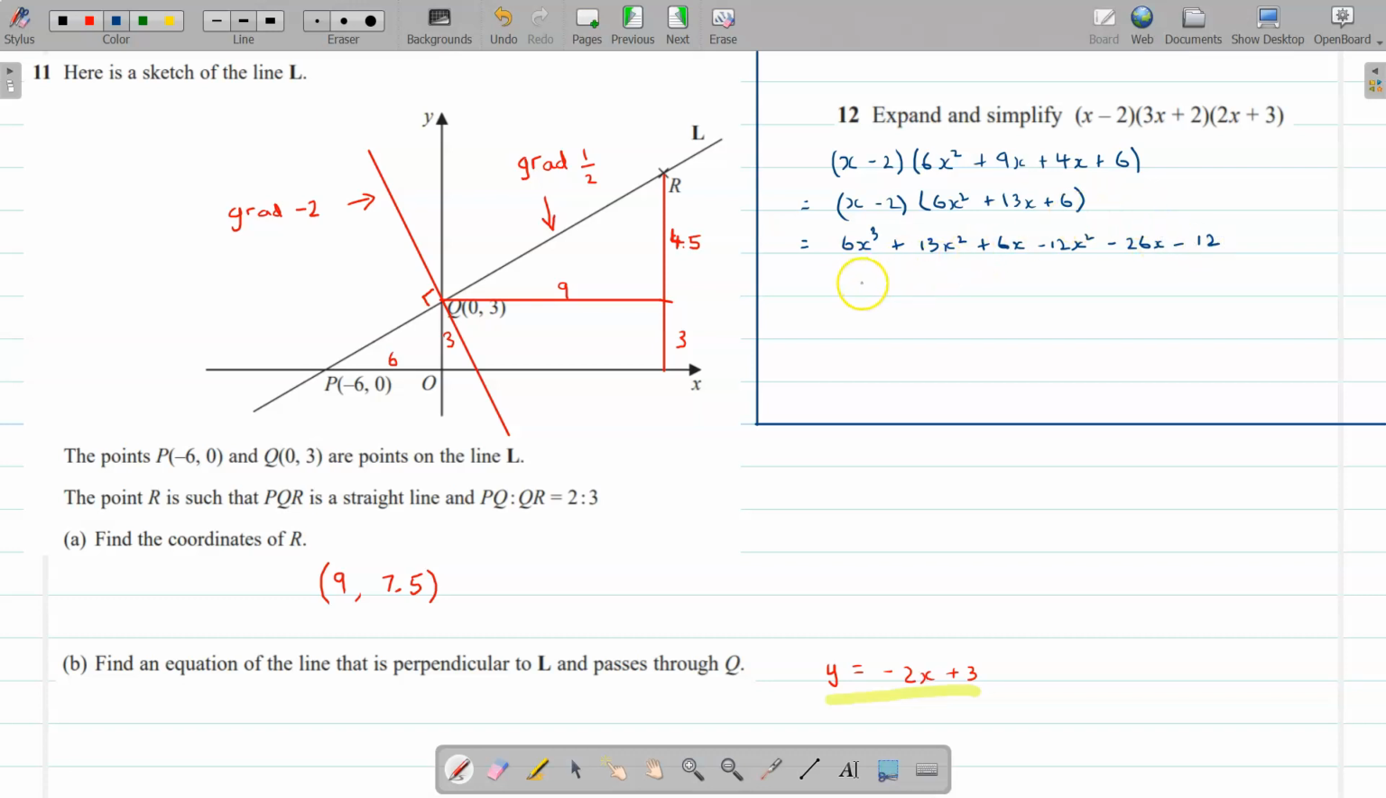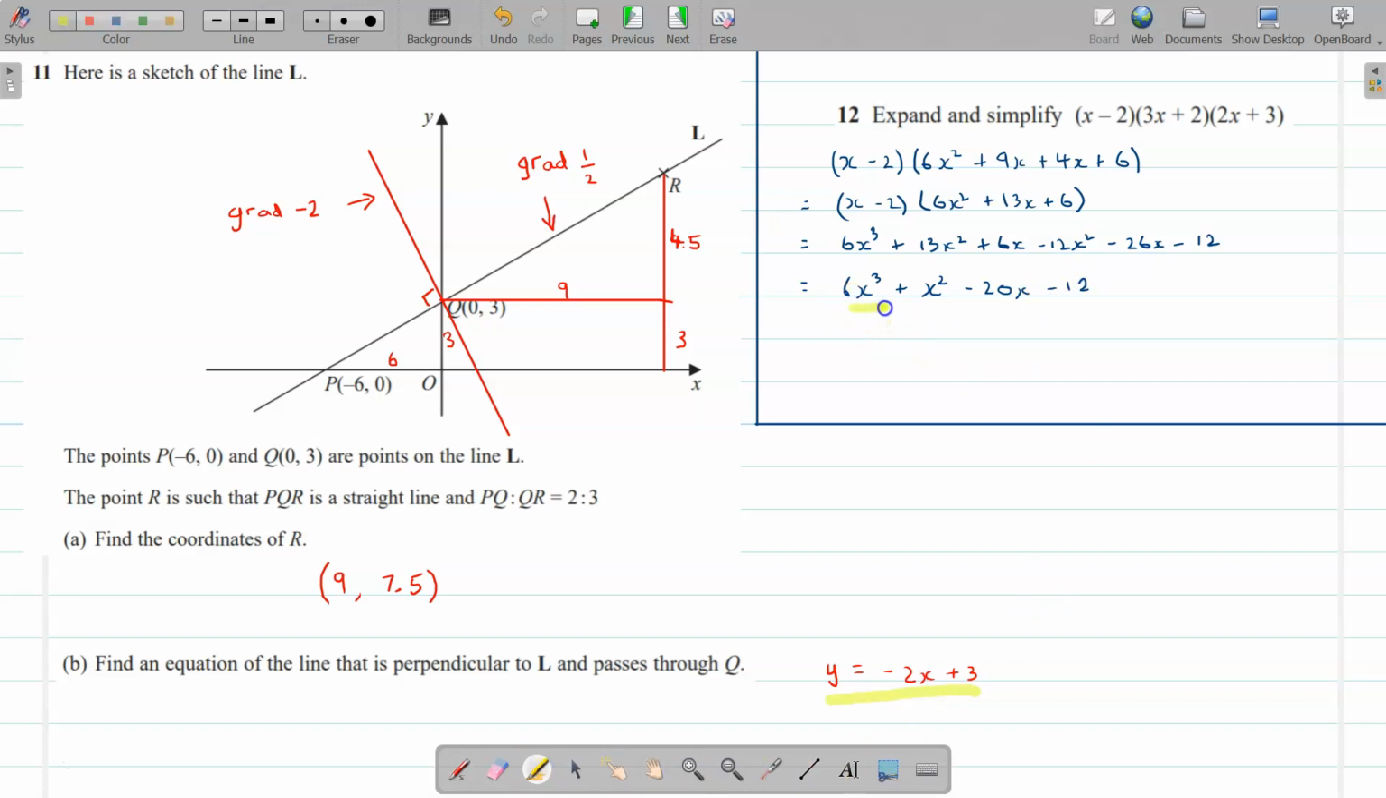Okay, now we just simplify that. 2 pairs of those terms will combine. We will have 6x cubed. In x squared, we're going to have 13 and minus 12, which is plus 1x squared. We don't write the 1, we just write that. We've got plus 6x and minus 26x, which is minus 20x, and we've got our minus 12 at the end. And that's a fully simplified expansion.